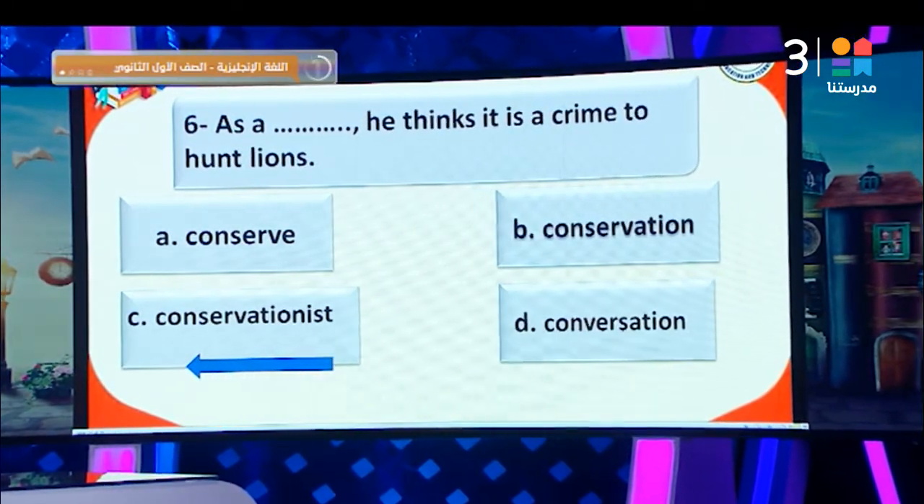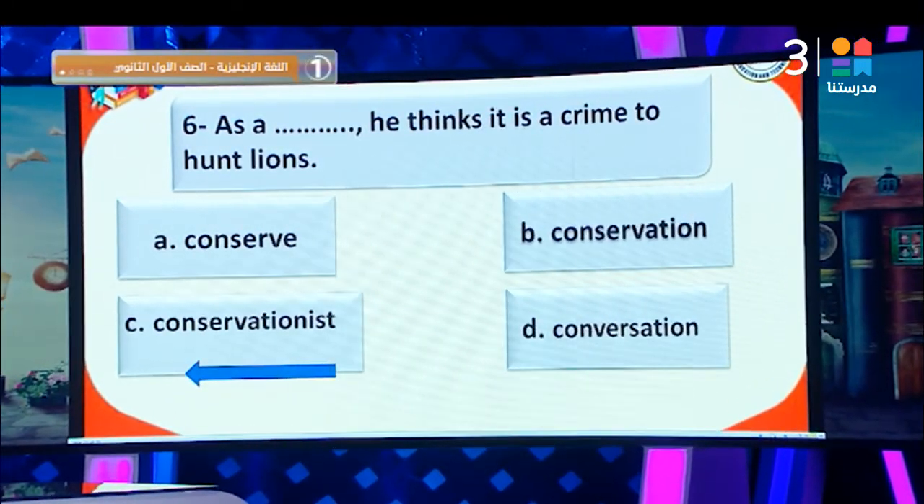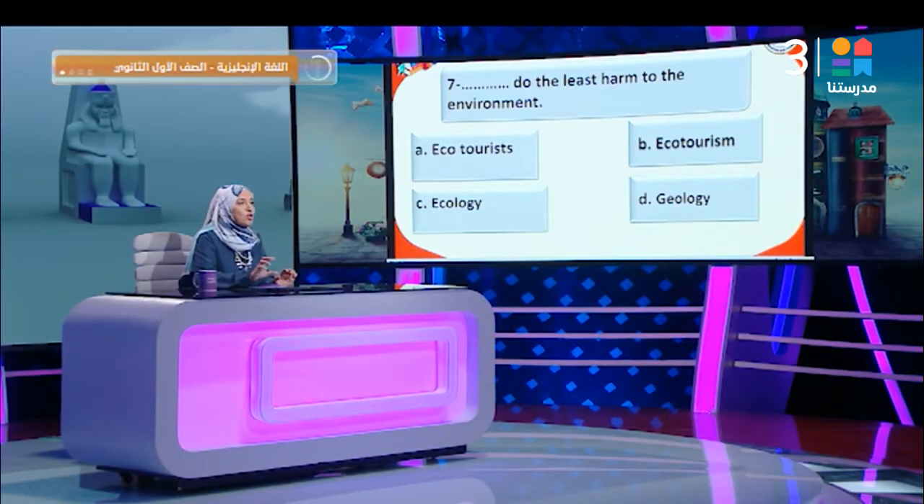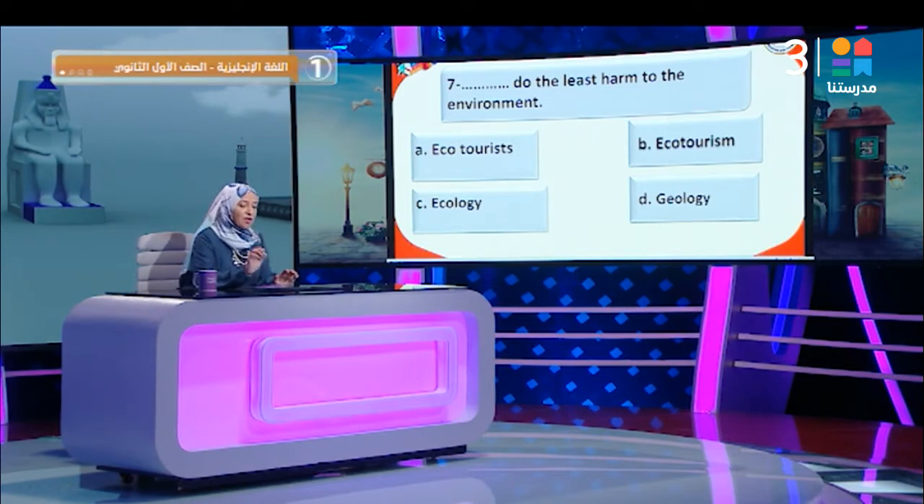The conservationist. You know that when a noun ends with ist, it means a person, like a scientist, a telephonist, a typist. So when we end with ist, it's a person, like physicist, for example. Okay? So conservationist means the person who conserves the environment.